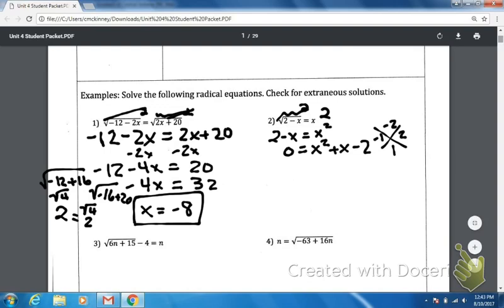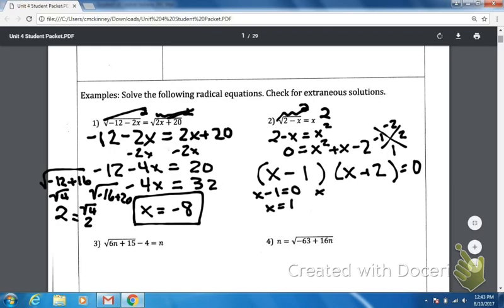We do not have to split the middle because x squared was just x squared. It's not a number. There's not an a value. It's just a 1. So x minus 1 and x plus 2, that's equal to 0. So then when we set both of those equal to 0, x is equal to 1 and x is equal to -2.